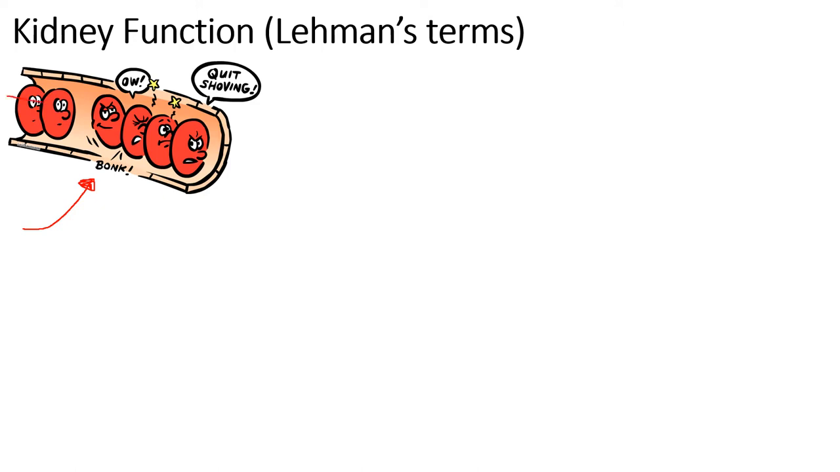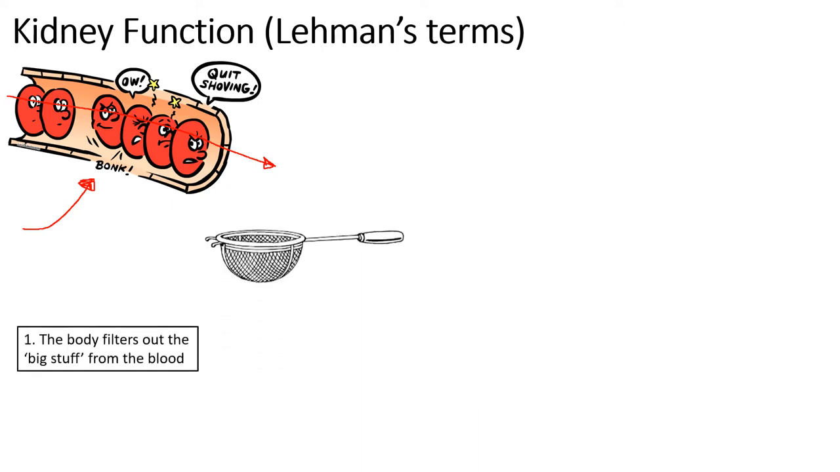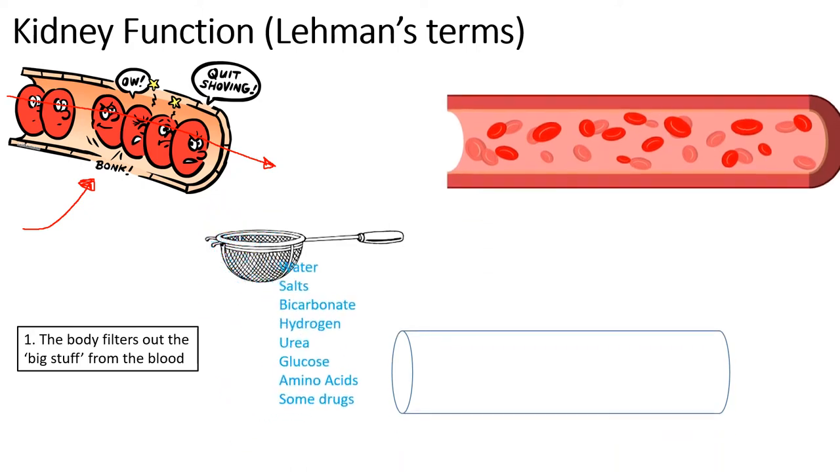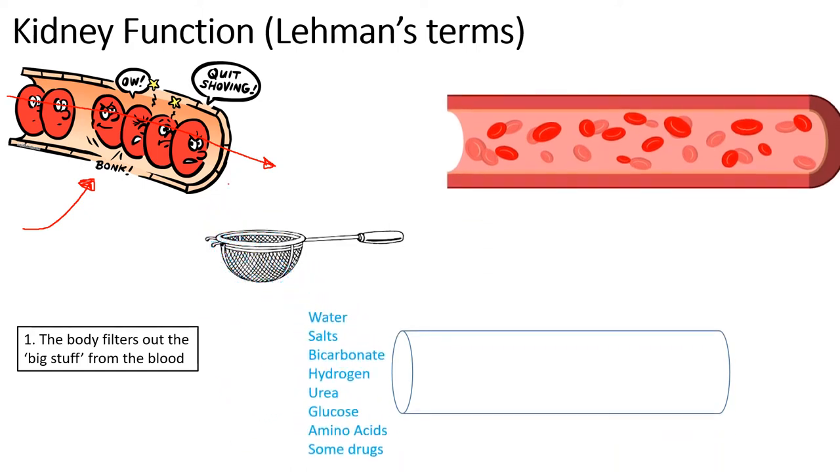But here we've got the blood rushing down a vessel, let's just say, and what actually happens is the kidney filters the blood, and all of the small stuff in the blood will go through this sieve and into what's called the nephron. So all the small bits will go into the kidney. All the big bits that can't fit through the sieve will stay in the blood. Okay, that's the first thing that happens. We separate the small stuff from the big stuff.